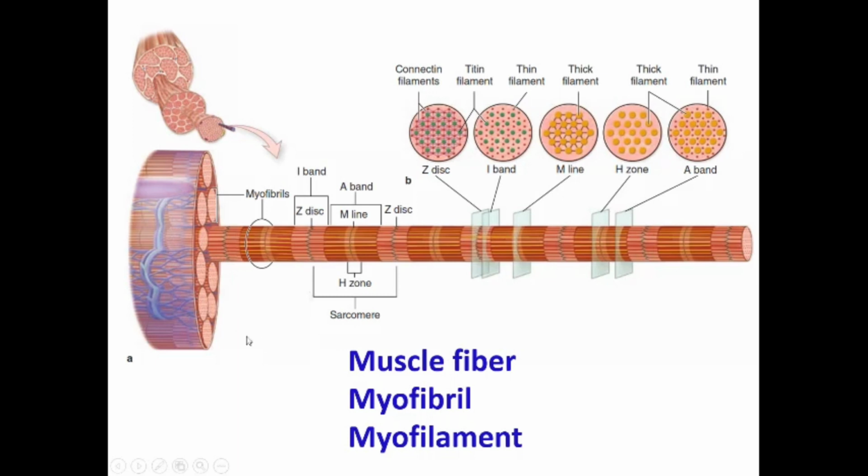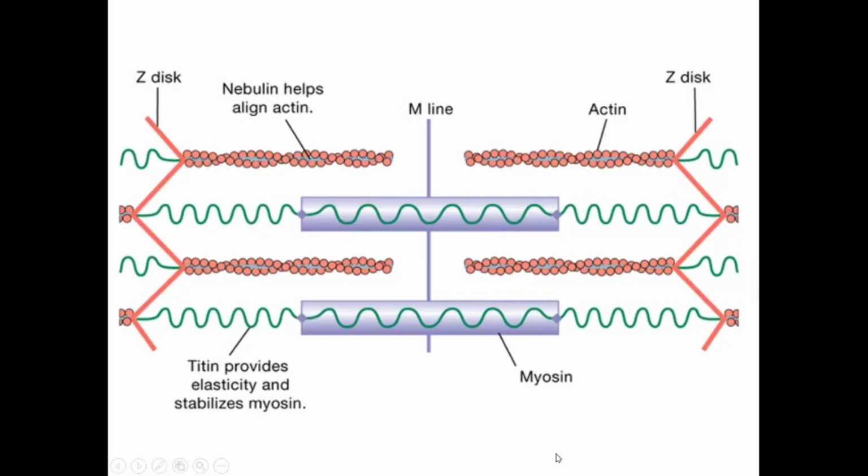The muscle cell is called a muscle fiber, and the thick and thin filaments are called myofilaments. In addition to the previous proteins I explained, here we have other proteins that are very important in the structure of the myofibrils. One of these proteins is nebulin.